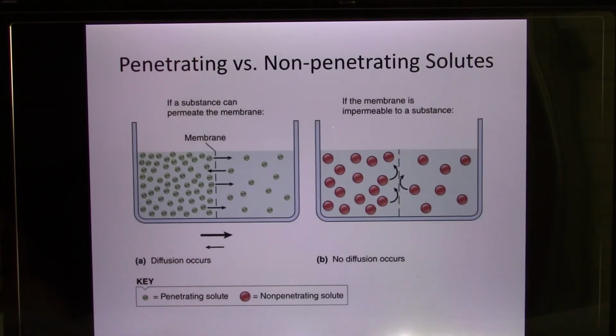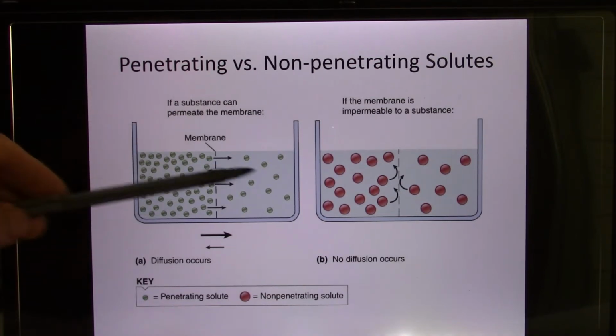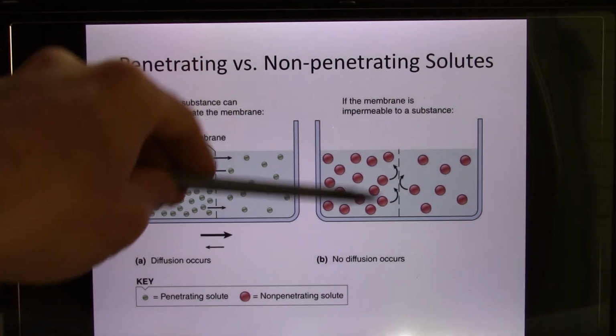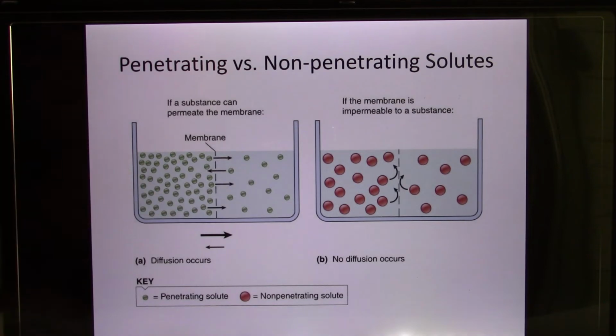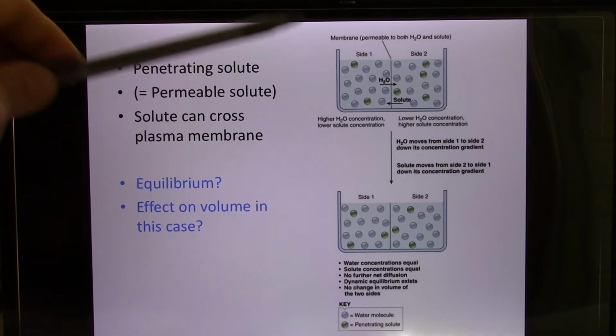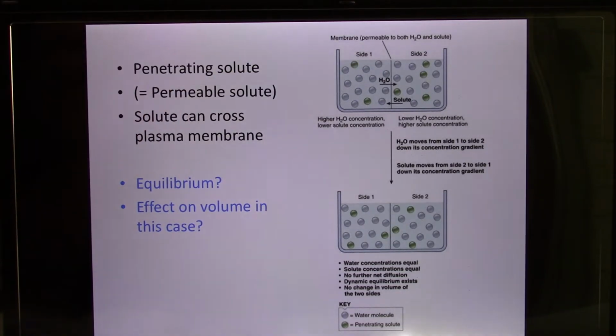Okay, let's keep going. And the penetrating versus non-penetrating solute. If these molecules can go through the cell membrane, we call this a penetrating molecule. Most of them in your body actually belong to the other category, the non-penetrating. The penetrating solute will go from one side to the other side. When you reach equilibrium, both sides have the same concentration.